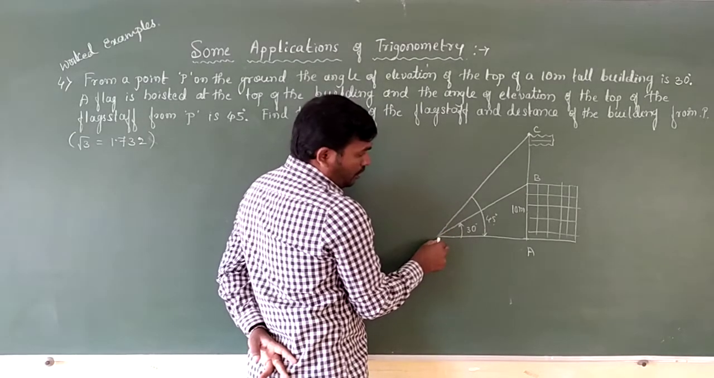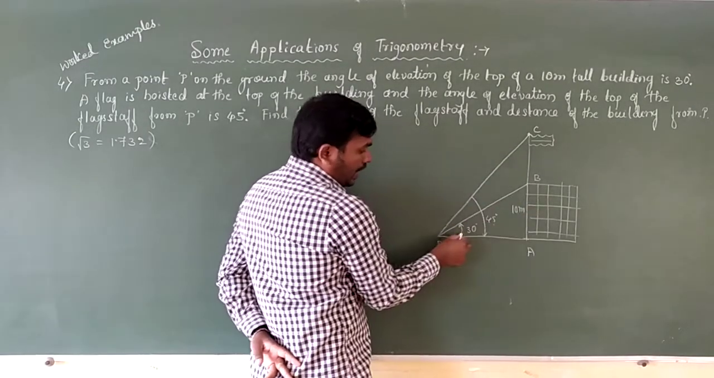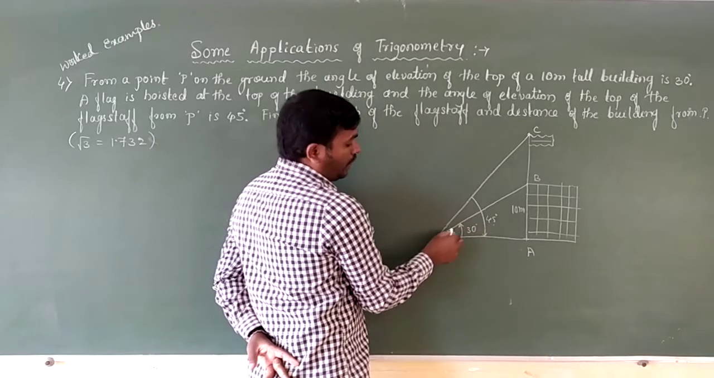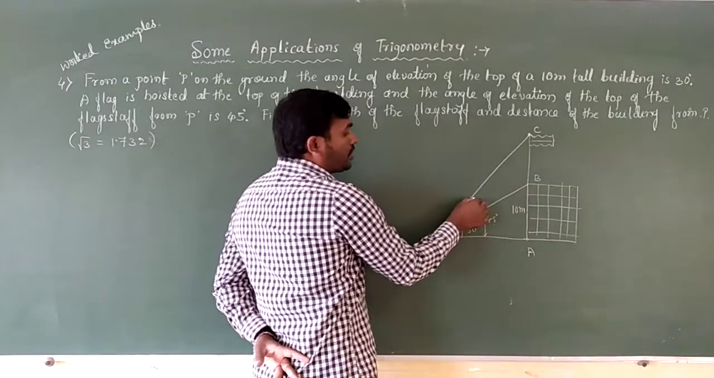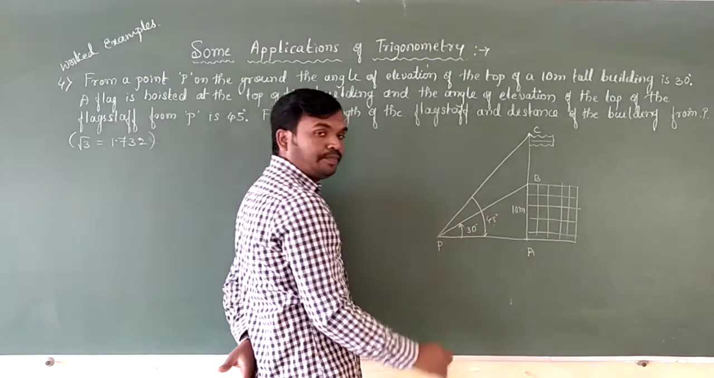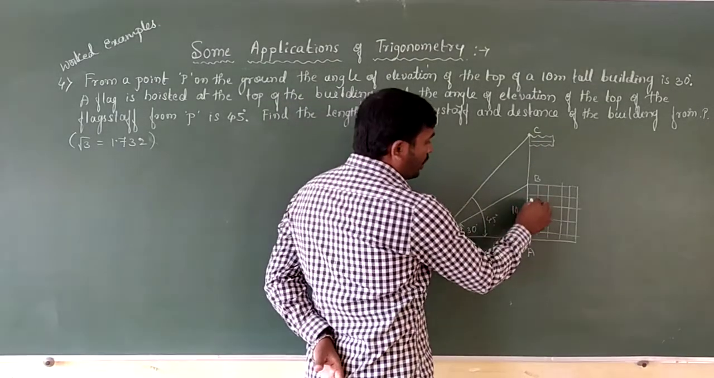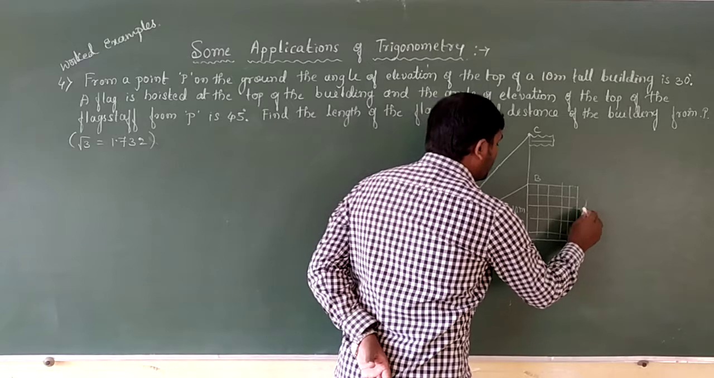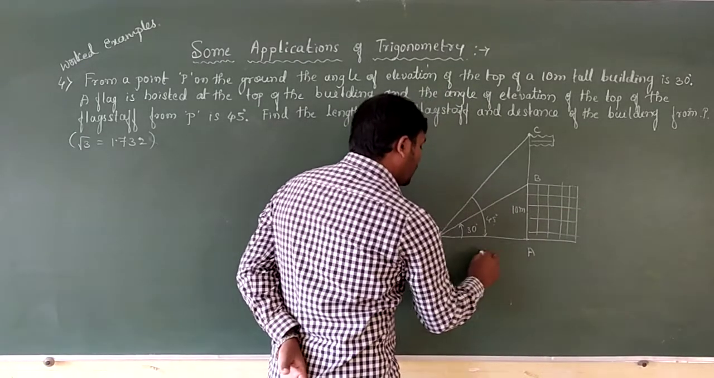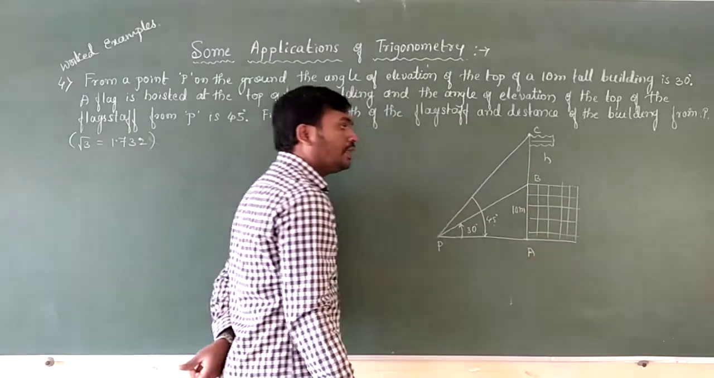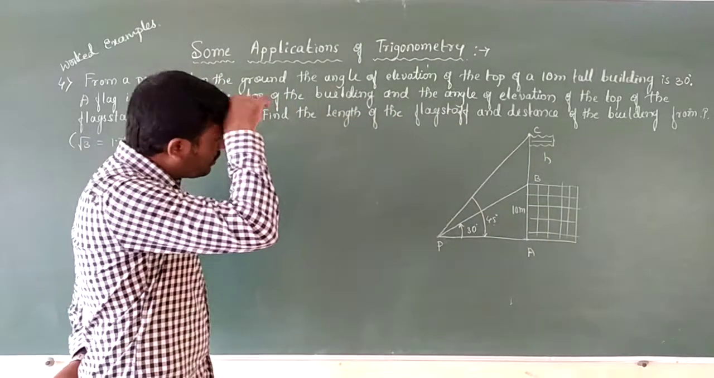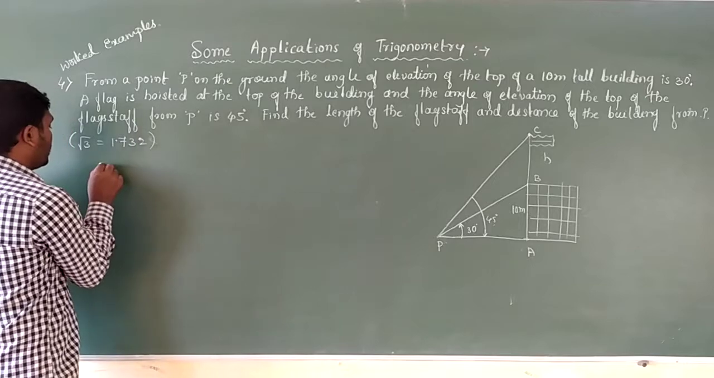When the observer observes the top of the building, the angle of elevation is 30 degrees. When he observes the top of the flag post, the angle of elevation is 45 degrees. So we need to find the distance between A and B, and the height of the flag post. Let us find the solution for this one.